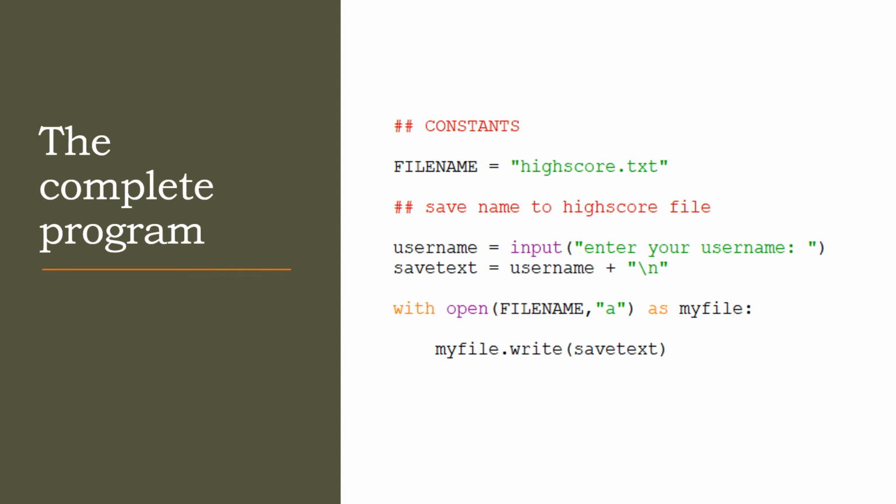So here is literally the whole program. I've set up a file name, I've created a text variable, and I've written the string variable to the file. And you can copy this code exactly and it will work in any program.